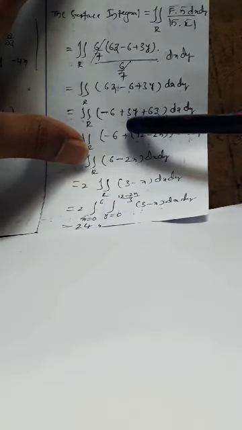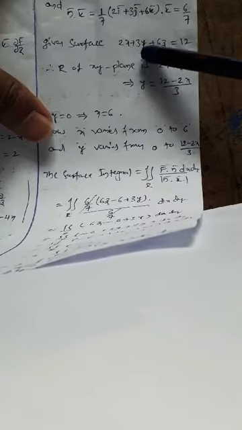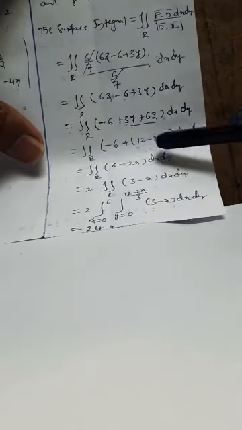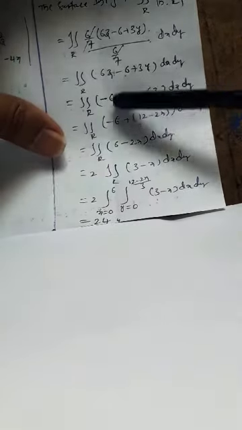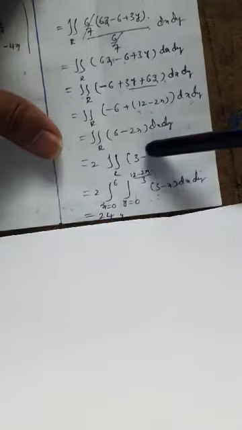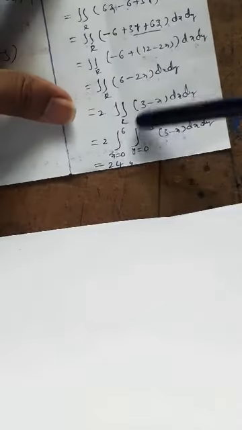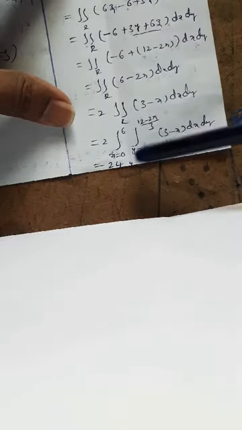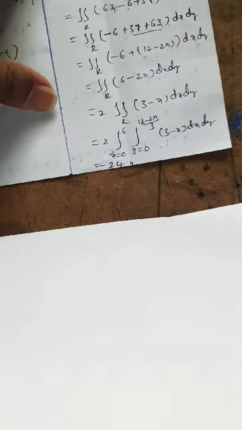Now here you can observe that 3y plus 6z is equal to 12 minus 2x from the given plane. So substitute here to reduce the form. Now we have 6 minus 2x. After doing integration, x varies from, y varies from, if you do it in our general manner, we will get the value as 24.